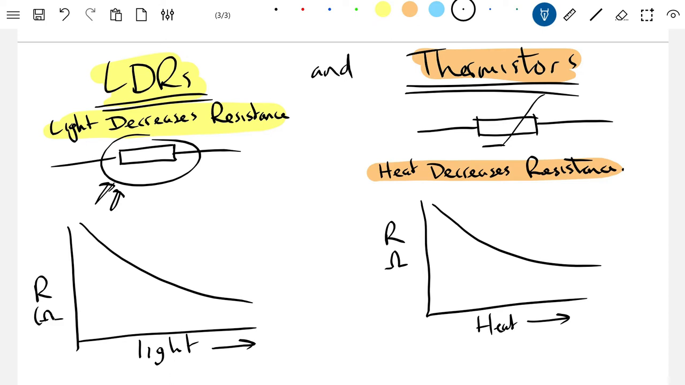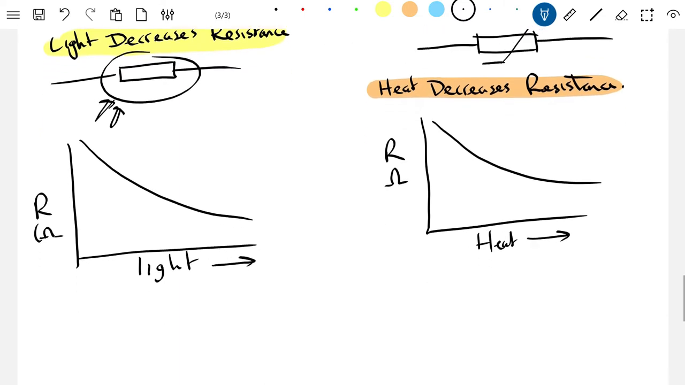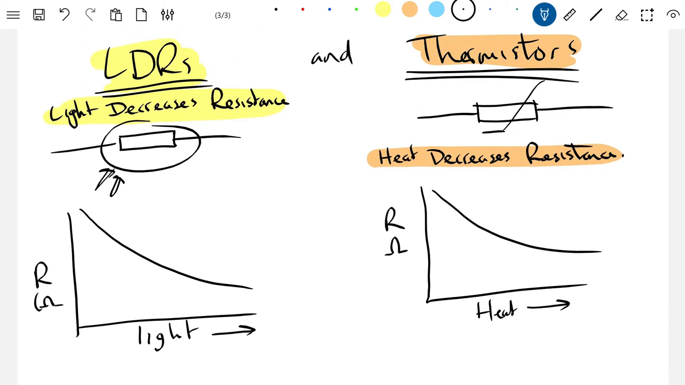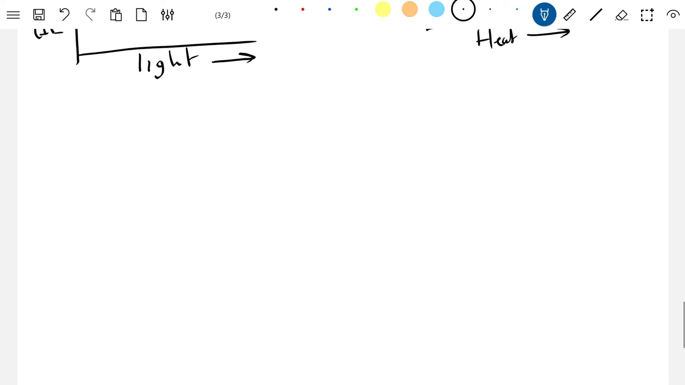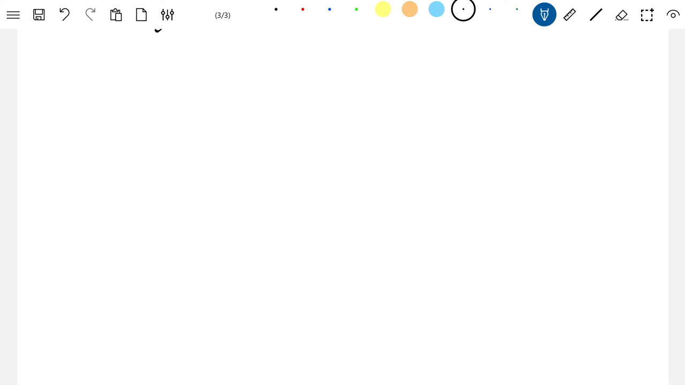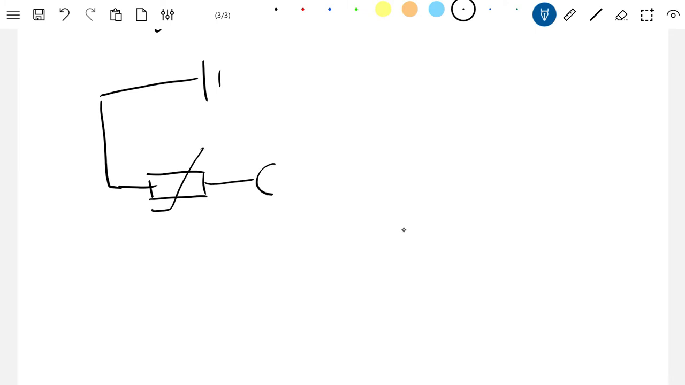Okay. Right. Now, sensing circuits. We can use these in order to make things happen, in order to interact an electric circuit with the external environment, you might say. So let's pick a circuit, something to do with a thermistor first of all. So let's just put a thermistor in the circuit with a bulb, and let's see what happens.